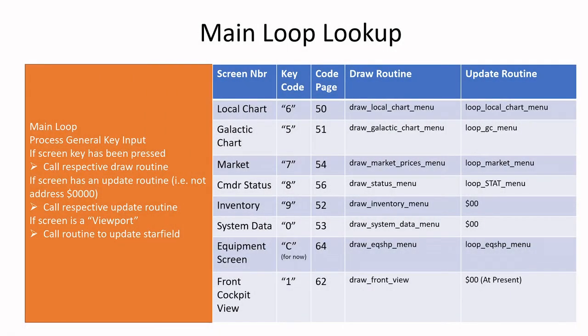Main loop lookups. So for each of the screen routines, because they're in separate banks, it needs to know which one to call. So what I've done is I've set up a table with each of the screens in effect numbered 1 onwards, the key code which is required to press it, the corresponding code page where the routines are held. So all the main routines and update routines must be in the same bank as present. I can move that later on, but it makes more sense to keep them together.